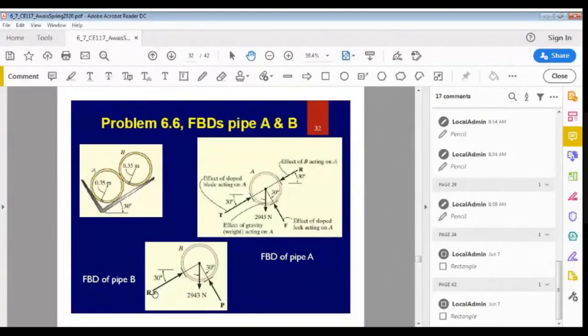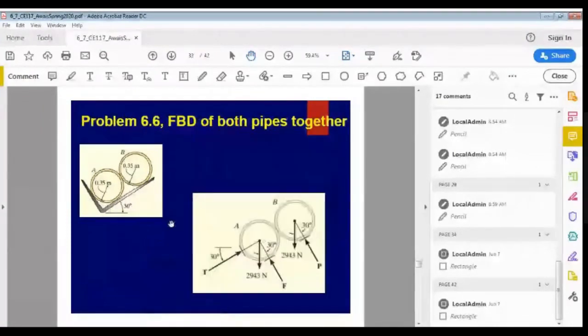Now in the next part, if I'm interested to draw the free body diagram of both of these two pipes, let's draw the free body diagram of both of these two pipes together. So first of all, draw both pipes together. Then these pipes are subjected to their own self weight. So this is the self weight of pipe A, this is the self weight of pipe B.